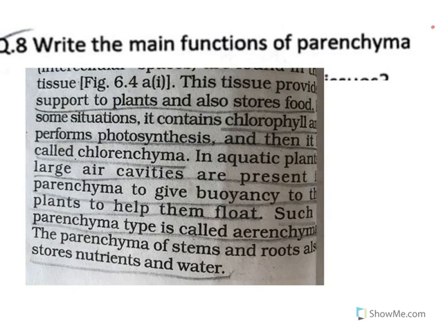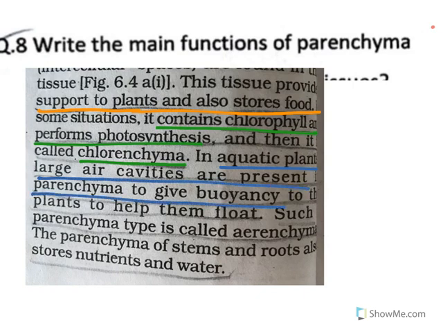Write the main functions of the parenchyma. So this is from your textbook. The first function is it provides support to the plants and also stores food. The second function, it contains chlorophyll and performs photosynthesis, and it is called the chlorenchyma. Then in aquatic plants, the large air cavities are present in the parenchyma to give buoyancy and help the plant to float. This is called the aerenchyma.